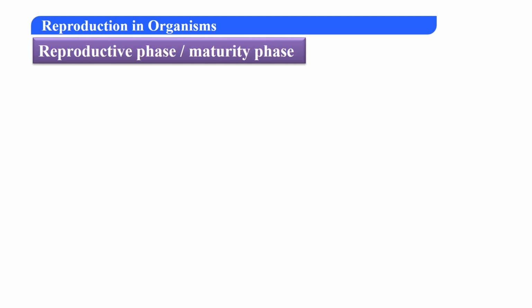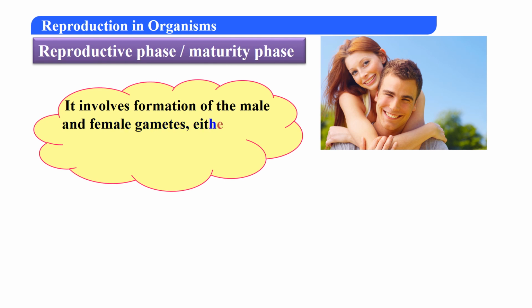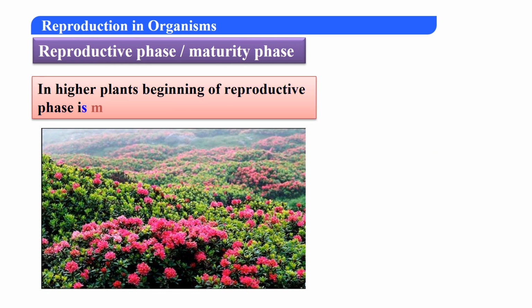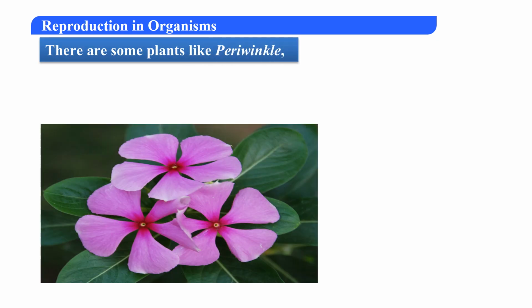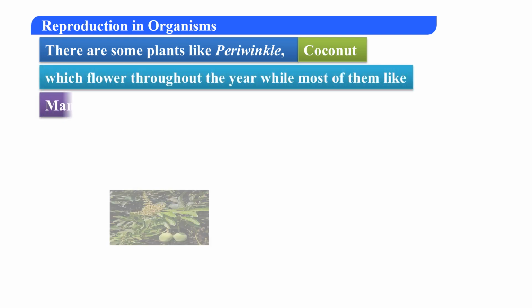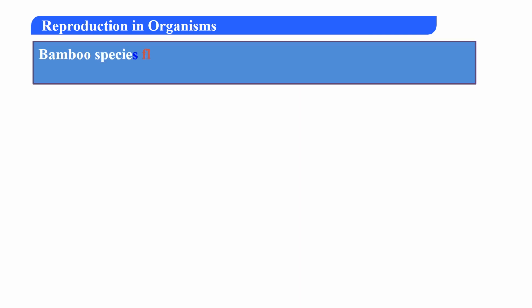The reproductive phase or maturity phase: the end of the juvenile or vegetative phase indicates the start of the maturity or reproductive phase. It involves formation of male and female gametes either by the same individual or by different individuals of opposite sex. In higher plants, the beginning of the reproductive phase is marked by flowering. Some plants like periwinkle and coconut flower throughout the year, while most of them like mango, jack, papaya, etc. are seasonal plants.